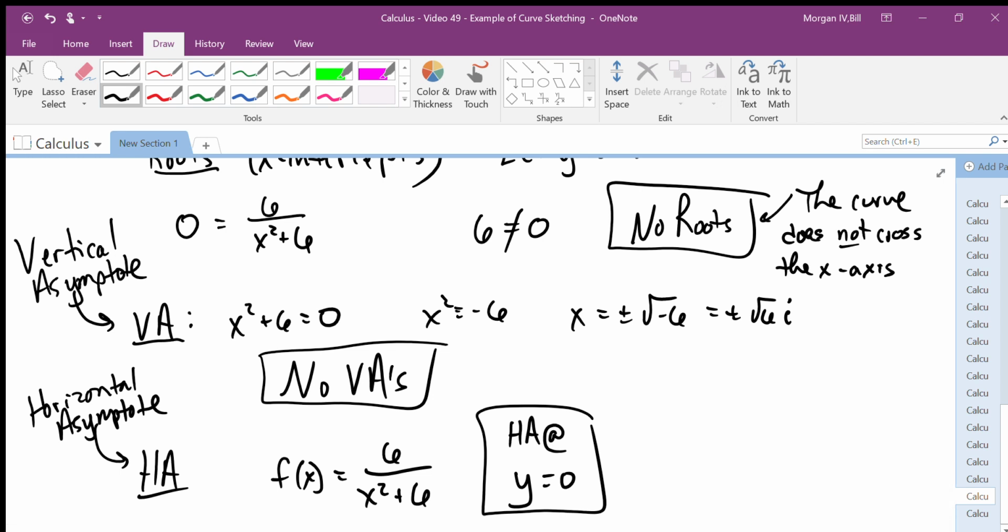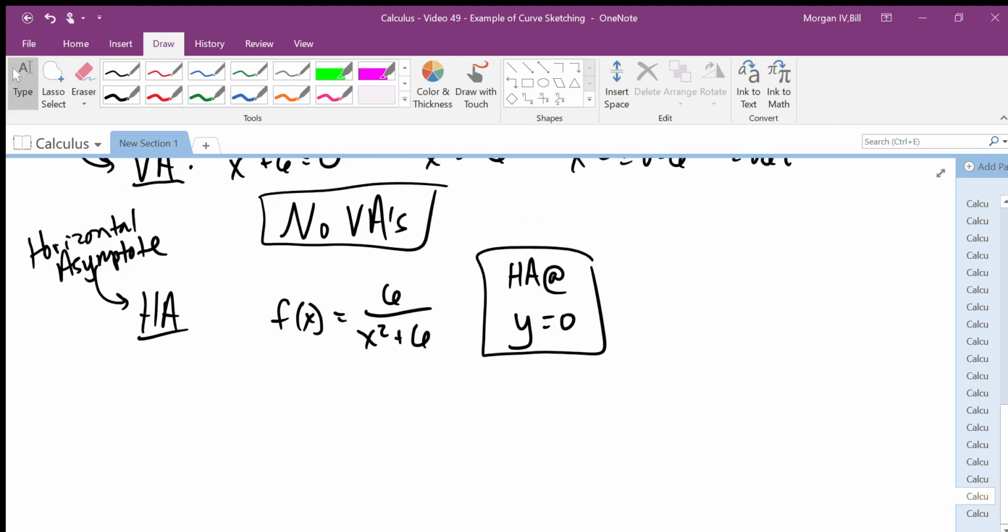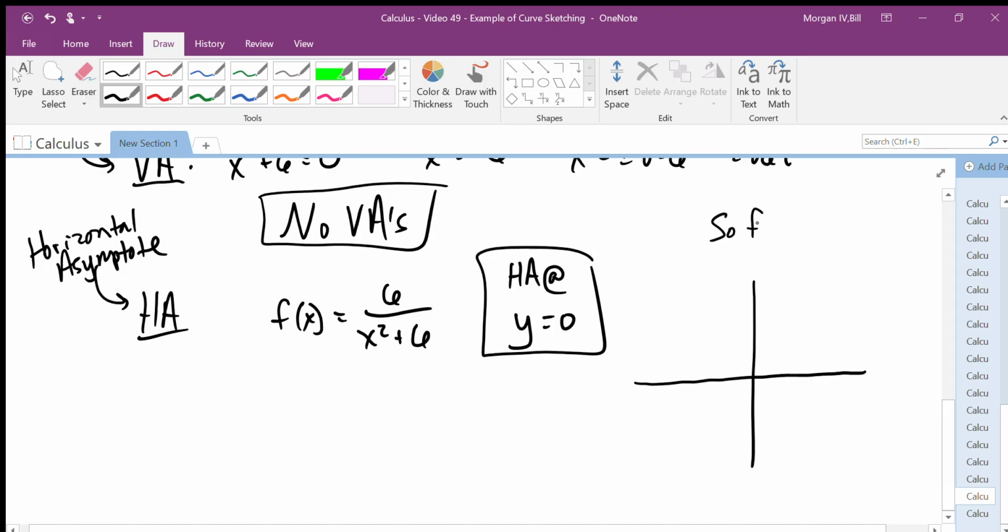All right, so asymptotes, y-intercept, roots. Okay, so that's kind of all the algebra stuff that we should have known coming into the class. What we have here so far, this is just a so-far graph. We'll get more in a little bit. We know that we have a y-intercept here at (0, 1), and that we have a horizontal asymptote at y equals 0. The curve should get close to that horizontal asymptote as x goes to infinity or negative infinity.